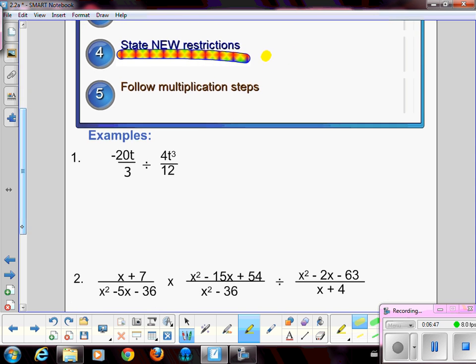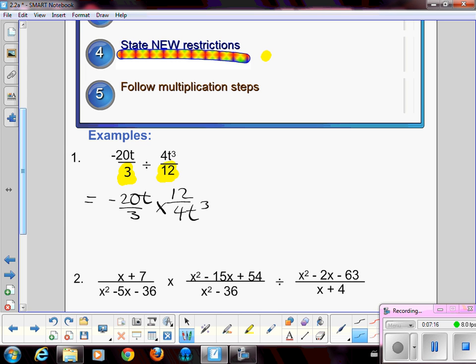Okay, examples. The first one. All right, so it says factor. I can't factor, I'm done. All right, so now stating restrictions. Well, at the moment, when I look at my denominators, I have a 3 and I have a 12. There's nothing there that restricts t. So the next step I'm going to do is reciprocate the divisor, so I end up with negative 20t over 3 times 12 over 4t cubed.